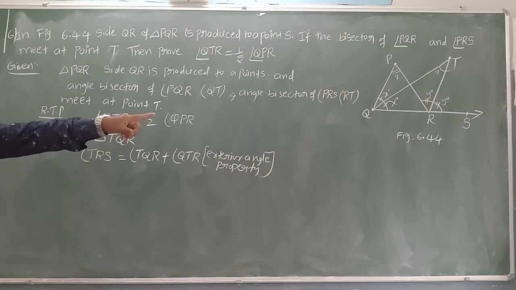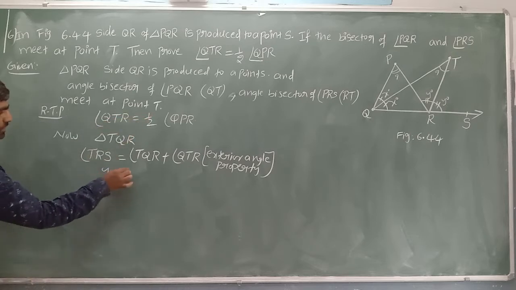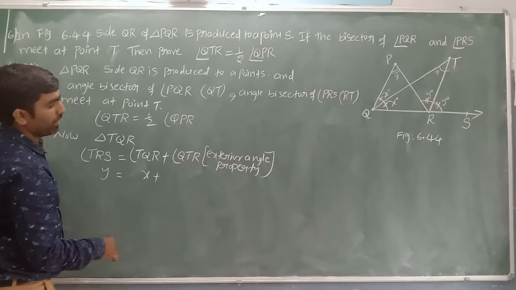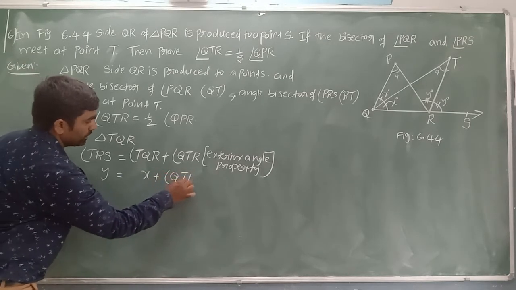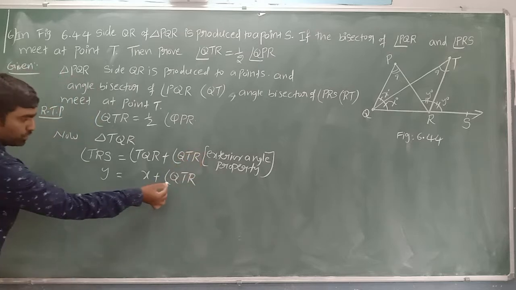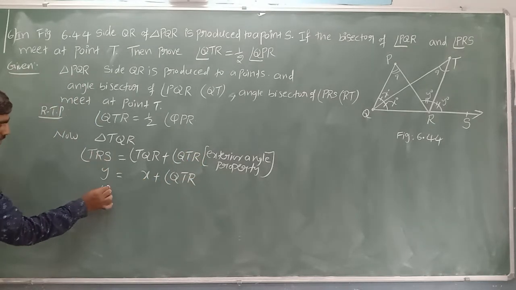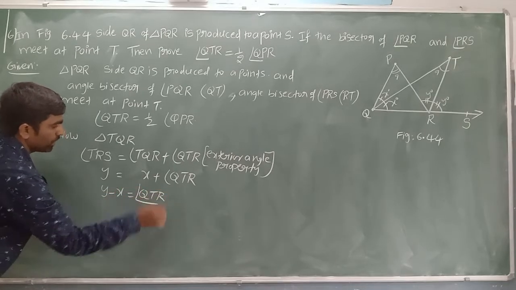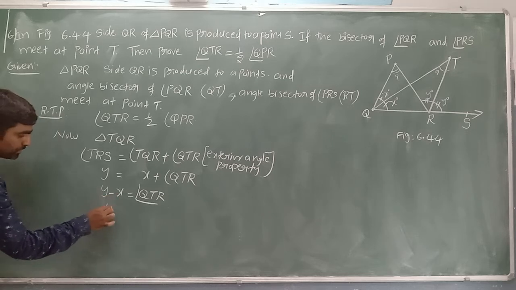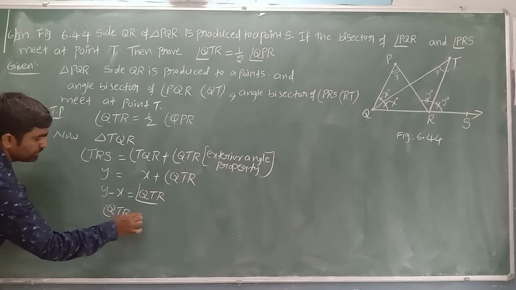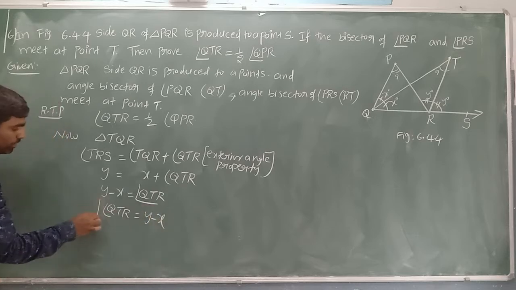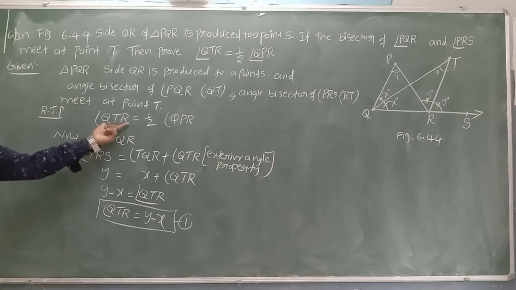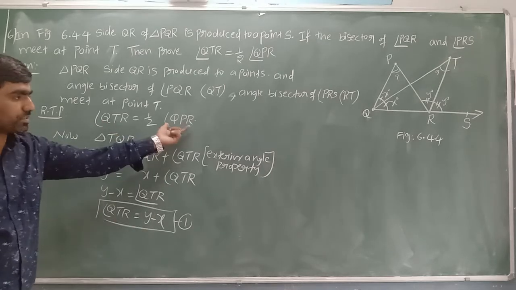Now what is angle TRS? Y degrees is equal to TQR x plus QTR. We have to find QTR only, right? Take the QTR as it is. Now to know QTR, plus x transpose this side, y minus x is equal to angle QTR. Now we will write in order, angle QTR is equal to y minus x. Let us take this equation 1. I got this angle.